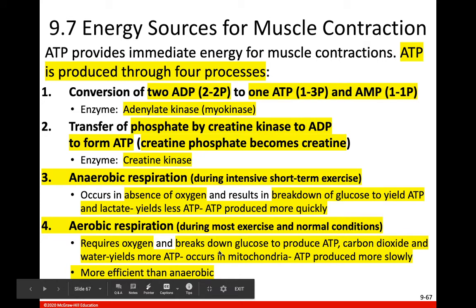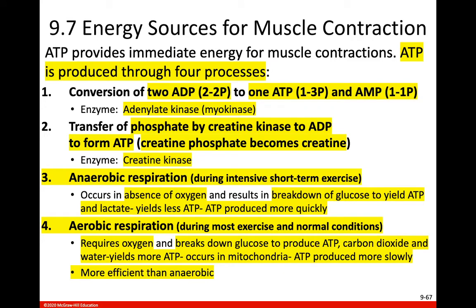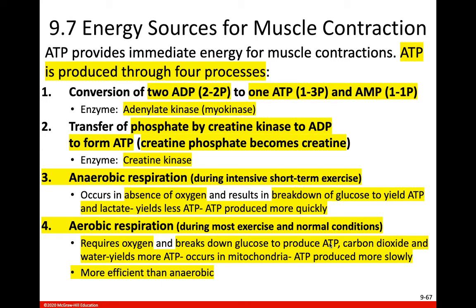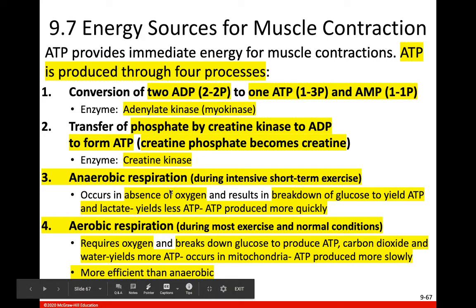And it does occur in the mitochondria. You learned this when you were a sophomore in biology, that the mitochondria is the powerhouse of the cell. This is where the aerobic respiration is occurring, using oxygen to break down glucose to produce lots of ATP. This anaerobic respiration does not occur in the mitochondria. It actually occurs in the cytoplasm of the cell.